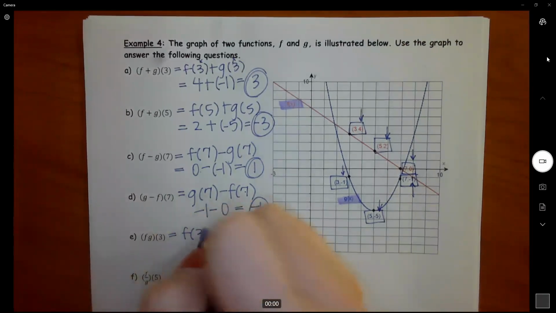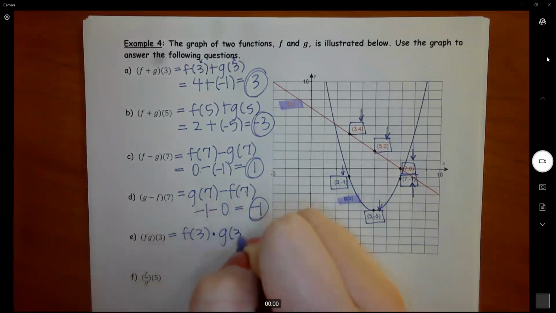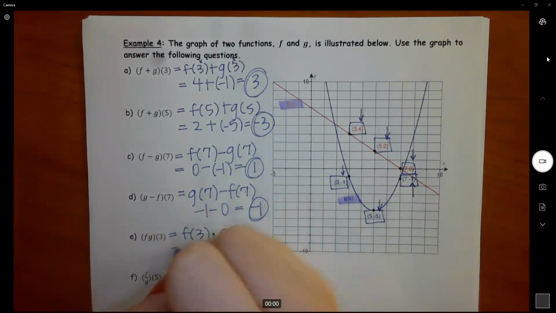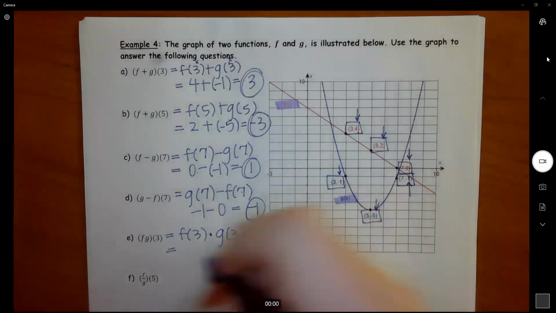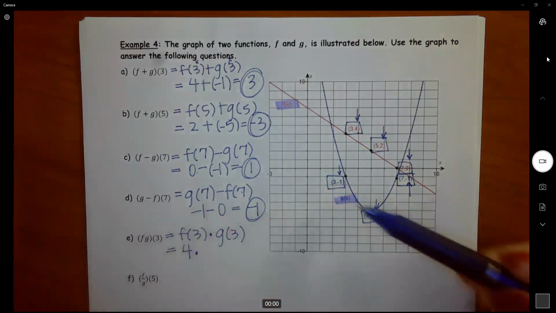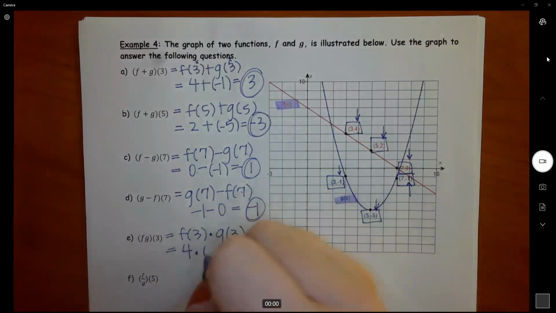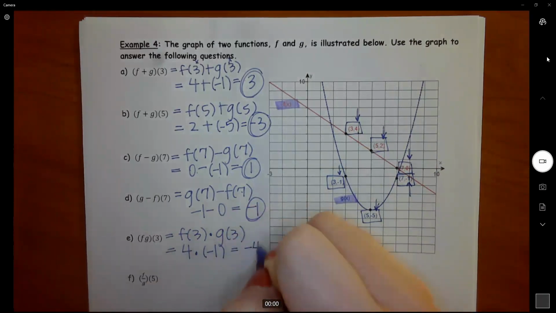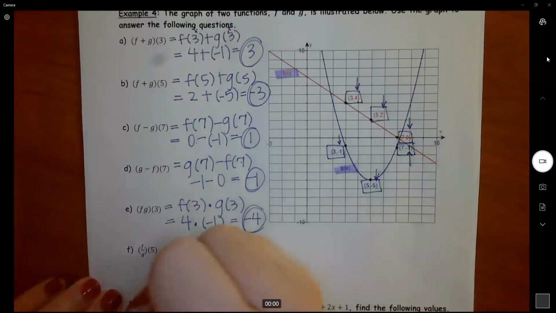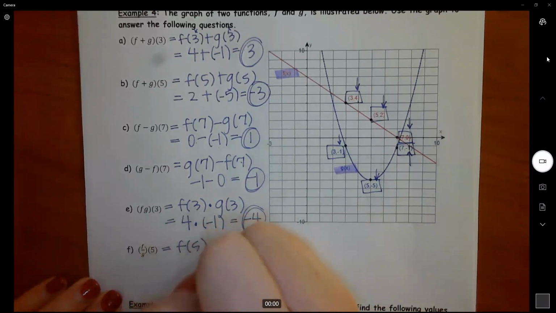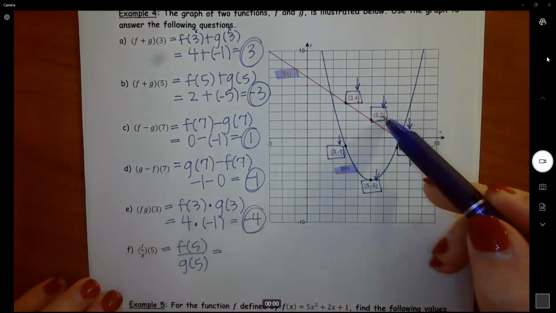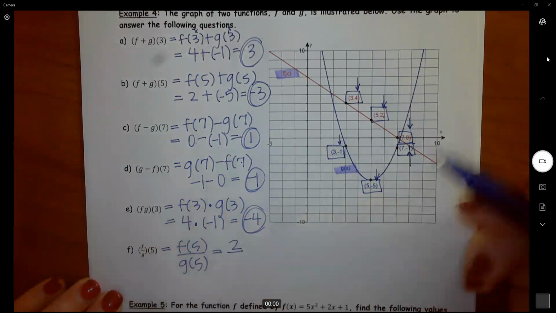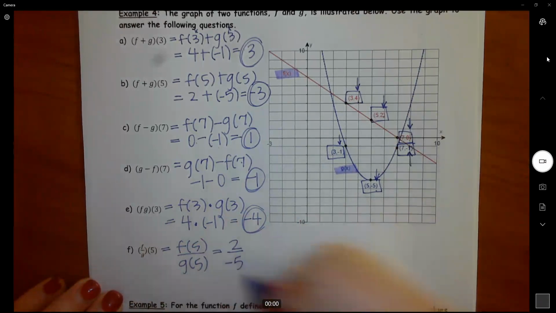Now we have f of 3 times g of 3. F of 3 is 4 times g of 3, which is -1. This is -4. And then this is the same as f of 5 divided by g of 5. F of 5 is 2. And g of 5 is -5. That can't be simplified. So there is my answer.